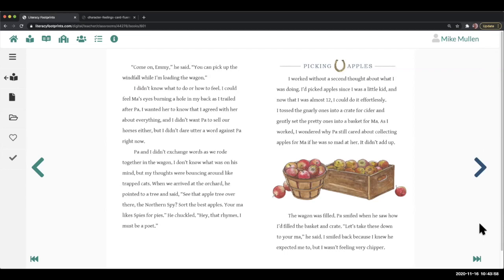Awesome. I understand why, because we use the word gnarly for awesome sometimes, but this time it means something else. I tossed the gnarly ones into the crate for cider and gently set the pretty ones into the basket for mom. So it's going to be the opposite of pretty. Opposite of pretty. So ugly, right, sour, nasty, good job.